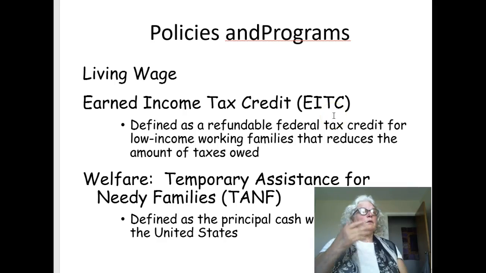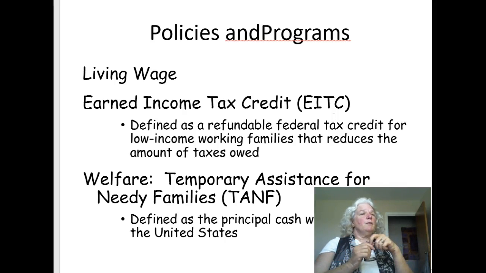So policies and programs out there have looked at the living wage and what needs to be in place. And we do that pretty much by looking at minimum wage. But we've also looked at the earned income tax credit, just so you have some information on that. This is a welfare program as well. It's defined as the refundable federal tax credit for low income family, and it reduces the amount of tax that they would owe. So this is a benefit that comes into place.